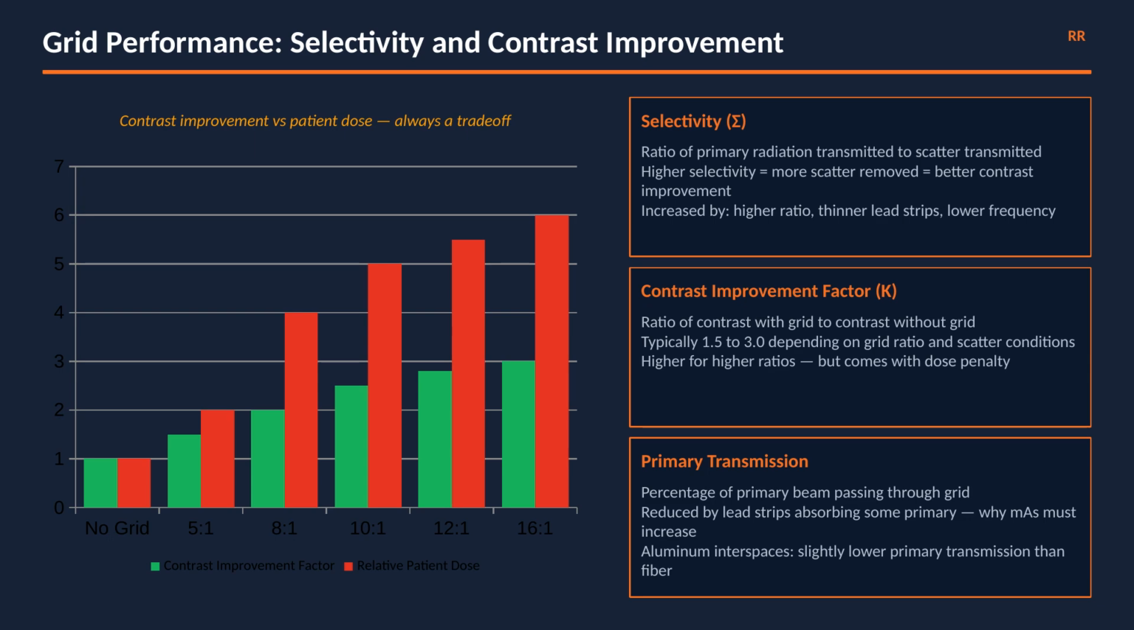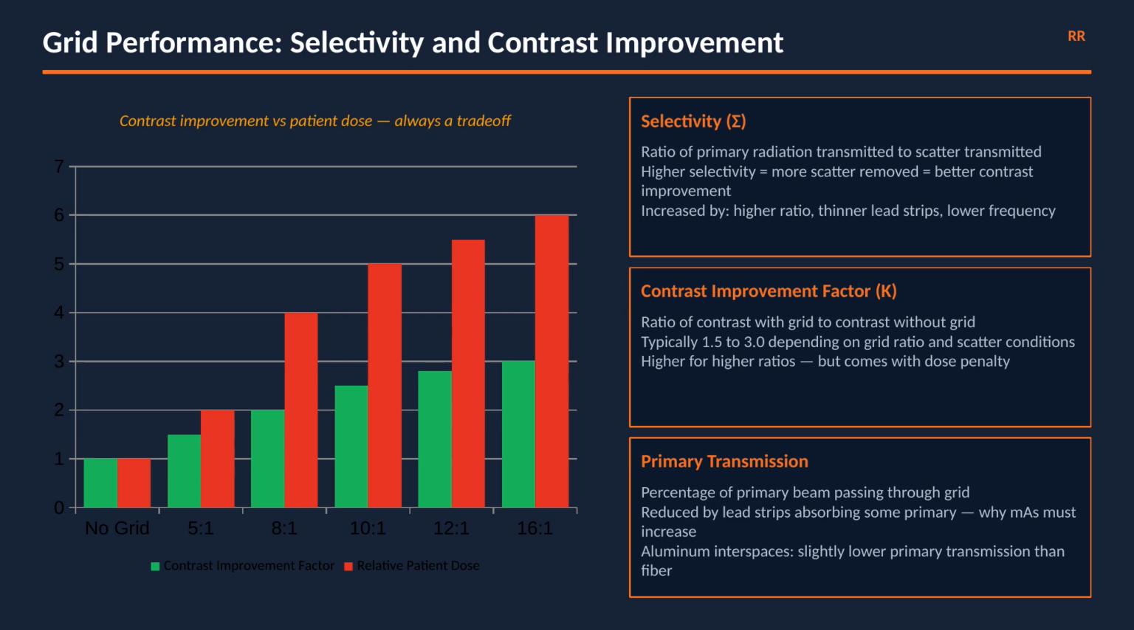The dual bar chart on this slide shows contrast improvement factor in green and relative patient dose in red across grid ratios, from no grid through 16:1. The contrast improvement rises from 1.0 with no grid to approximately 3.0 at 16:1. The patient dose rises from 1.0 with no grid to approximately 6.0 at 16:1. The trade-off is clear: every improvement in scatter cleanup comes at a dose cost.